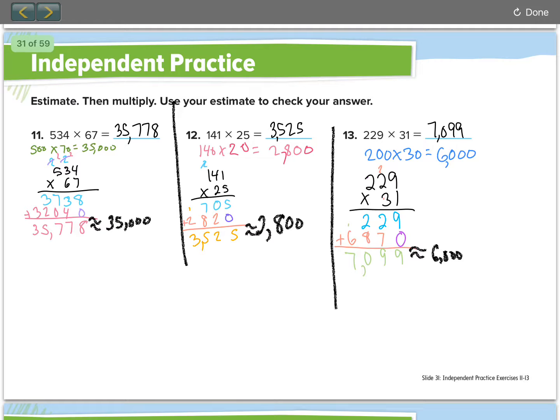Now before I multiply the 2 in the tens column, I have to place a 0 in the ones column, because that 2 has a value of 20. Now that I have the 0 in the ones column, I can multiply 141 times 2, and I'm going to get 282. With a 0 in the ones column, that's 2,820. I add 705 plus 2,820, and I get 3,525. That is reasonably close to 2,800.